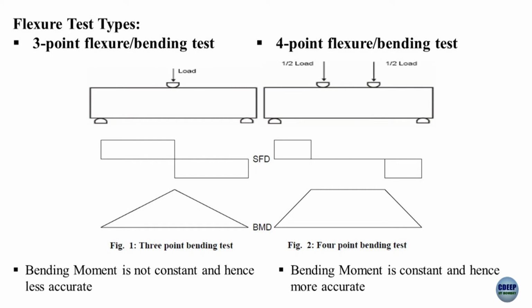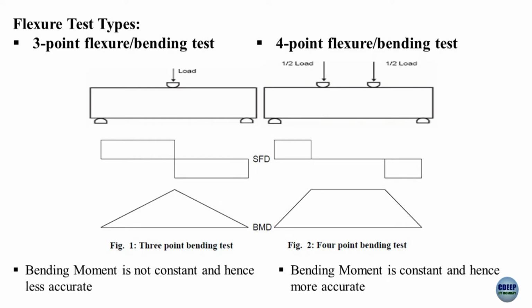What are the different types of flexural tests? There are basically two types: the 3-point bending test and the 4-point bending test. This is the figure which you can see for the different configurations. In a 3-point bending test, the name comes from there being two supports and one point of load. Similarly for a 4-point bending test, there are two supports and two loads, two points of application.